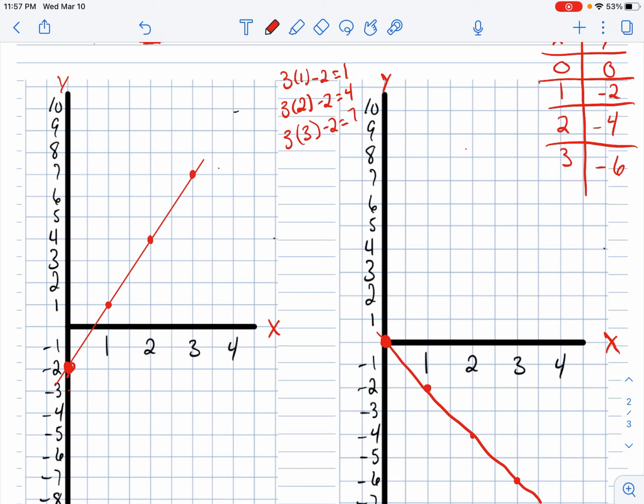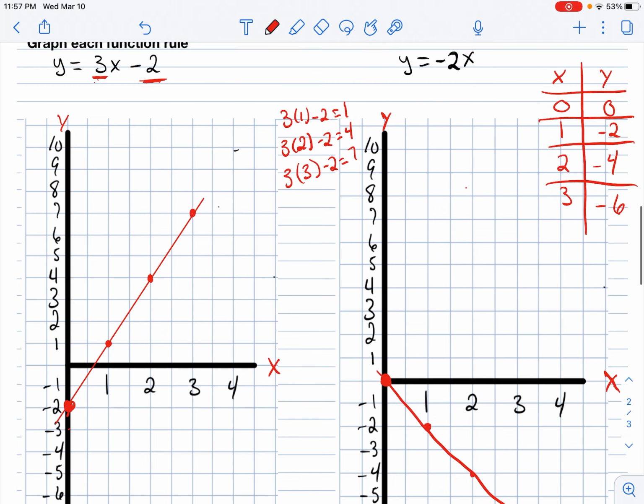So that's just how we use tables to draw graphs. Also, how we use function rules to draw graphs, and how we can come up with a function rule from a graph, or how to fill out a table from a graph.